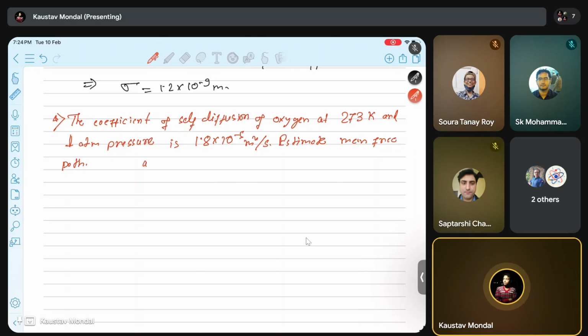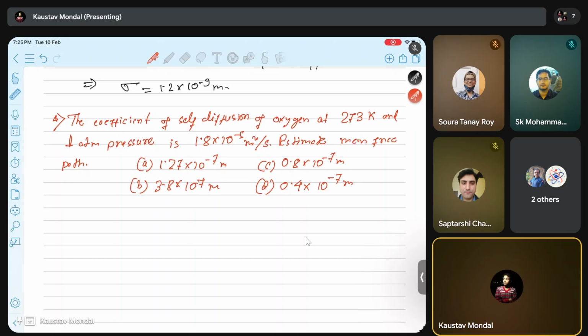So option A is 1.27 into 10 to the power minus 7 meter. Option B is 3.8 into 10 to the power minus 7 meter. Option C is 0.8 into 10 to the power minus 7 meter, and option D is 0.4 into 10 to the power minus 7 meter. So these are the given options.